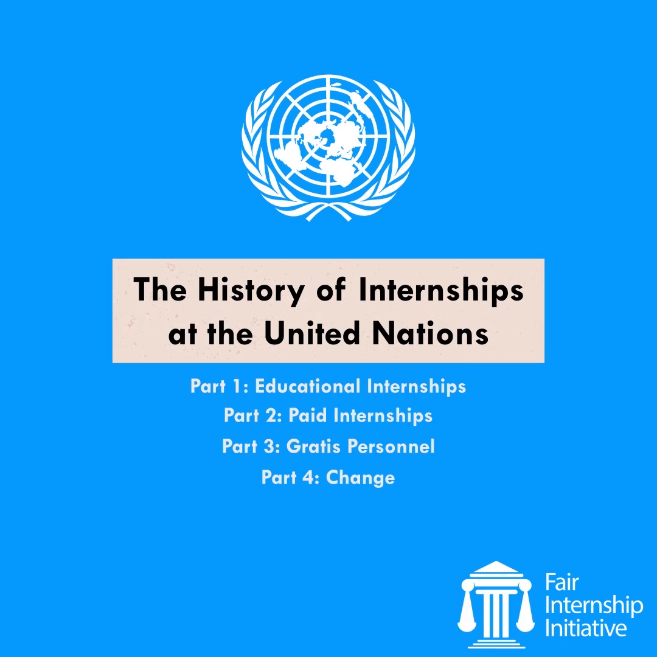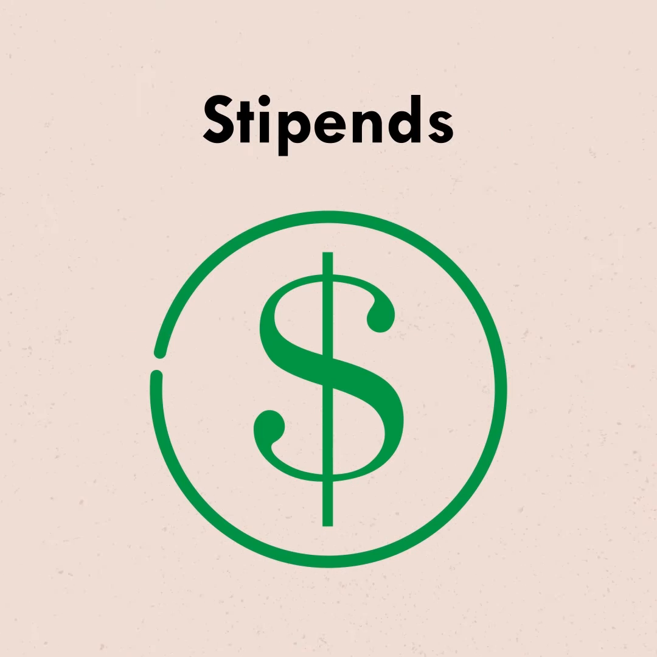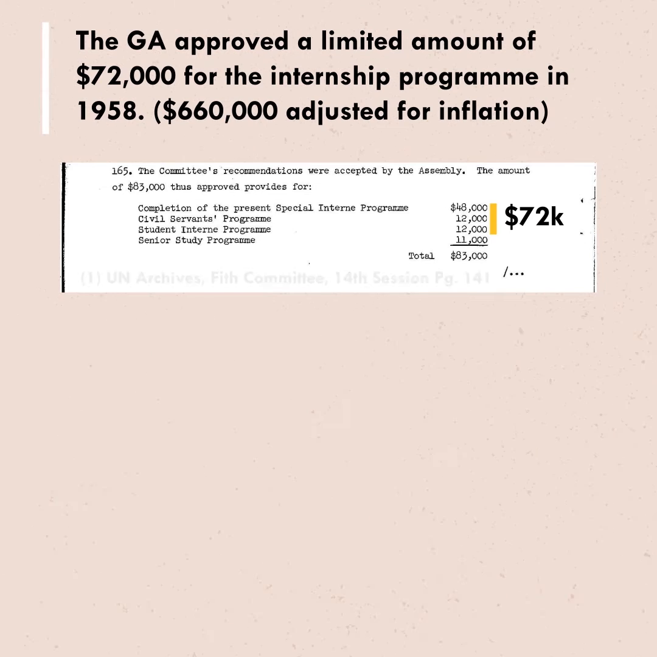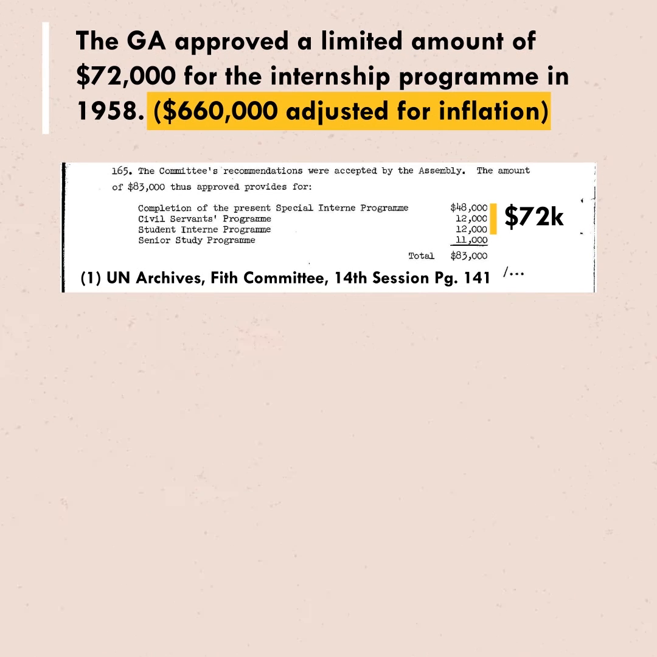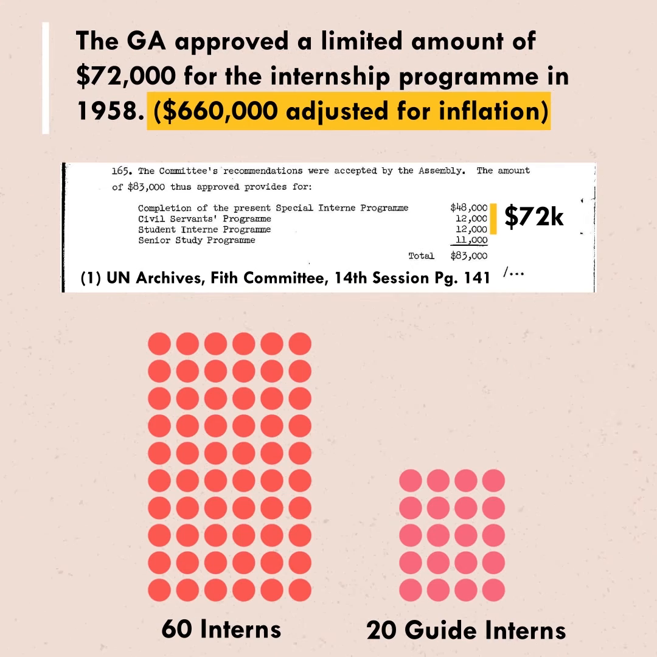The History of Internships at the United Nations. Part 2. Paid Internships. Originally, the UN allocated a budget to provide stipends. The General Assembly accepted the Fifth Committee's recommendation to approve a limited amount of $72,000 for the internship program in 1958. This money was to finance stipends for 60 interns and travel expenses for 20 guide interns.